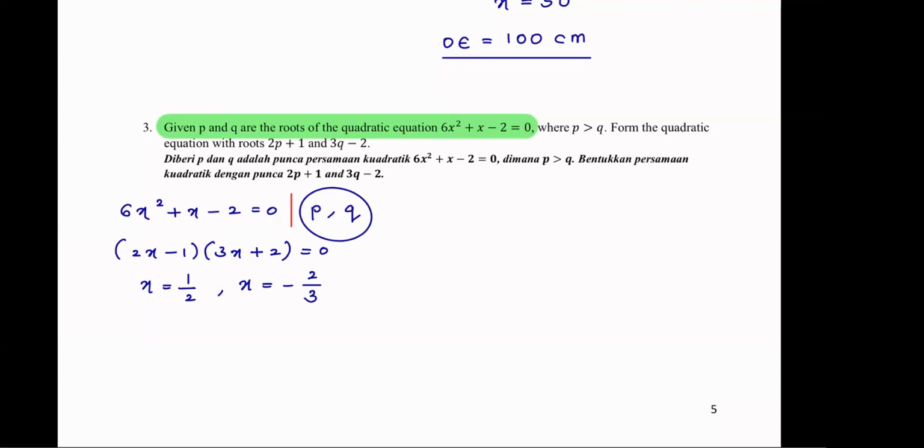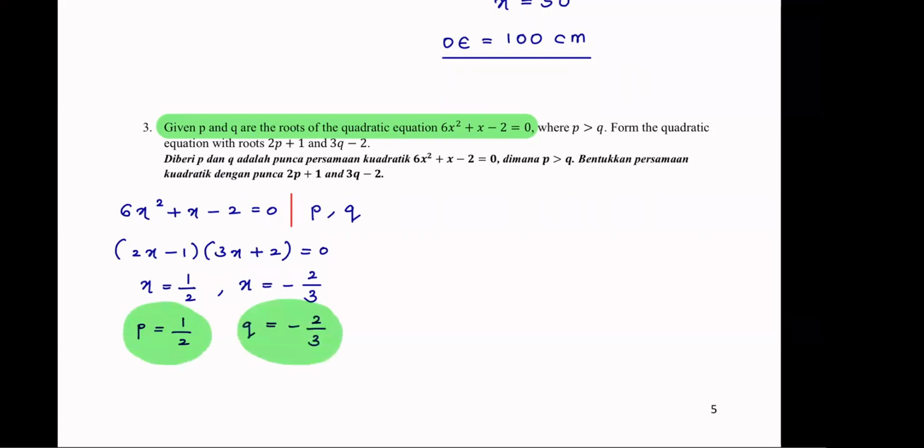And we have one good news, guys. Which one is greater? We already have here. Can you see or not? P is more than 0. So P is more than Q. Siapa yang besar? P kan? So between these two values, which one is going to be the P? So your P is 1 over 2. And your Q is going to be negative 2 over 3. Faham? So kamu kena dapat dua ni dulu. Dapat dua ni, selesai.